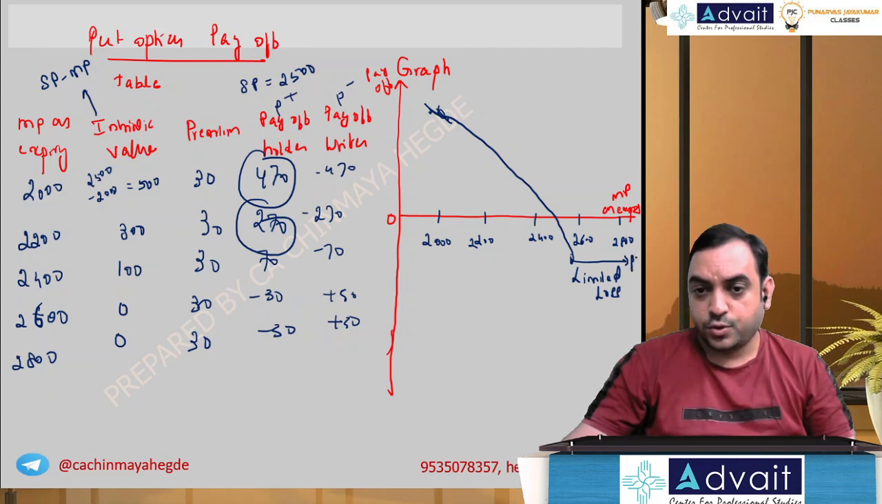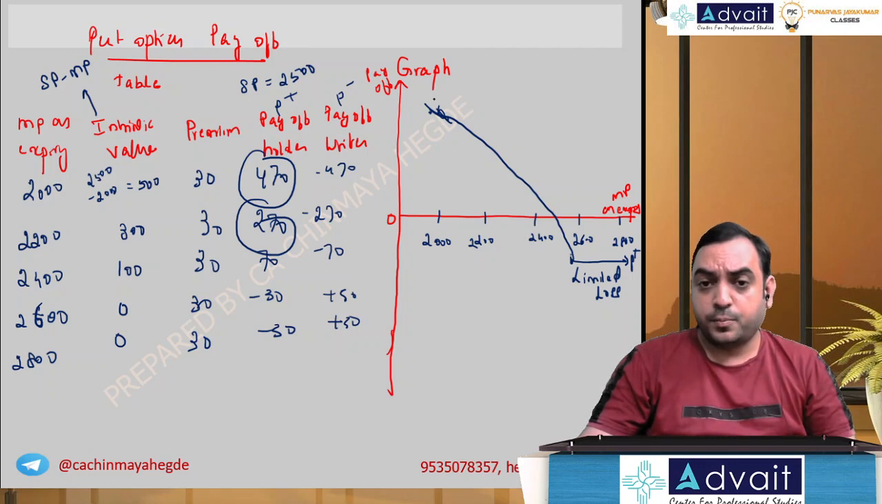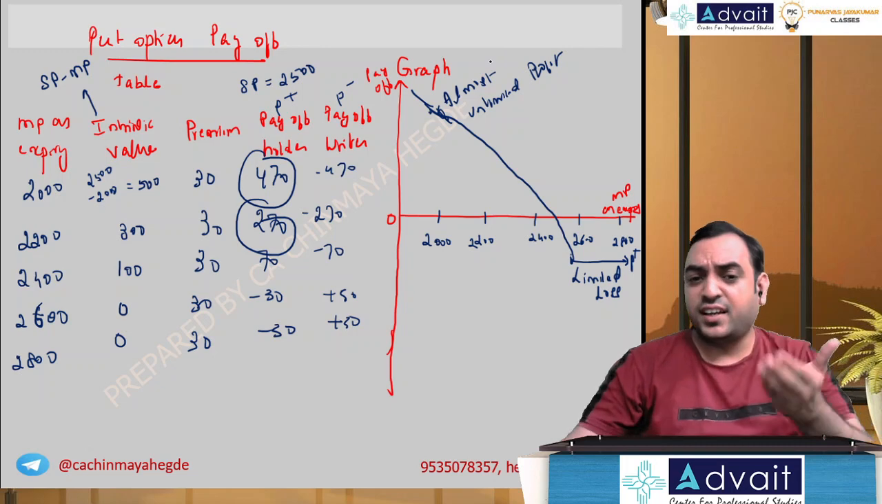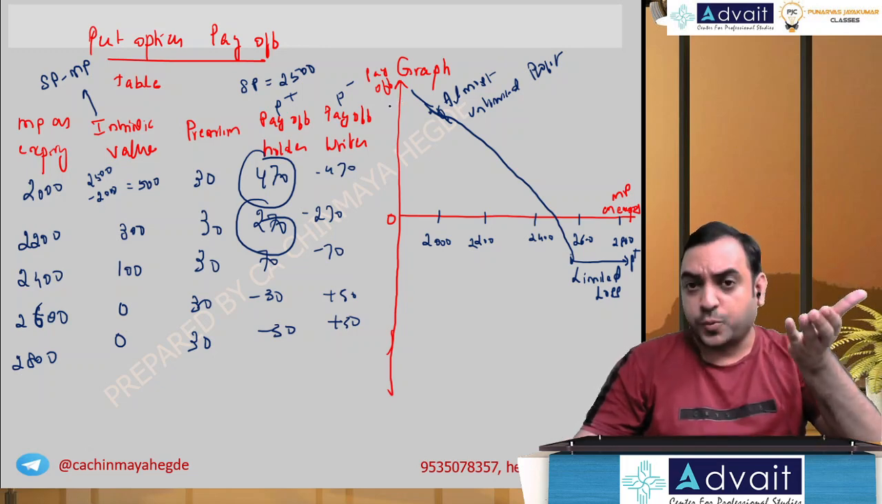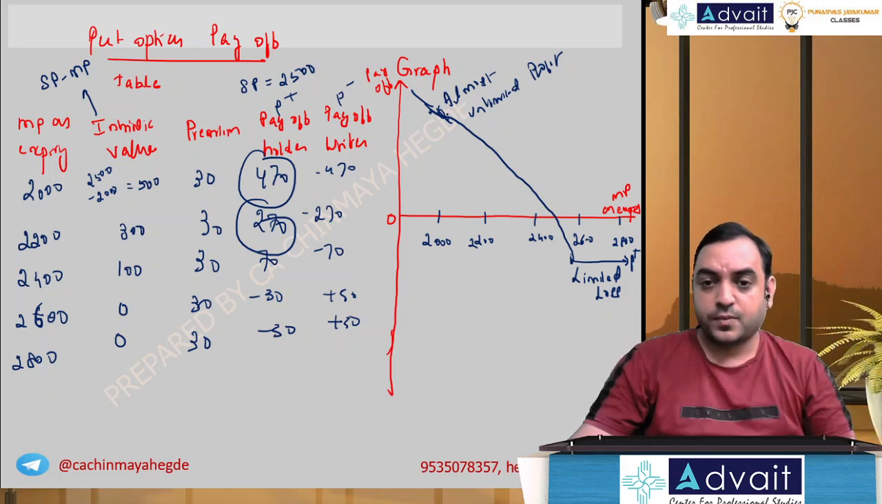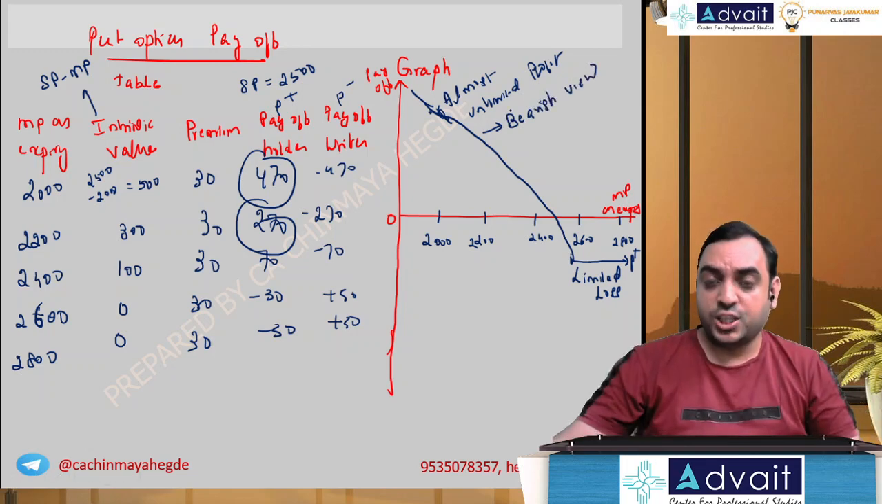This is put option holder, P plus: limited loss, almost unlimited profit. Why almost? Because theoretically you cannot have the share price going below zero. So theoretically we say limited profit, but you should say unlimited profit when the market price comes down. So when the market price is less, you make profit. That is why it is called a bearish view. Put option holder will have a bearish view, P plus.